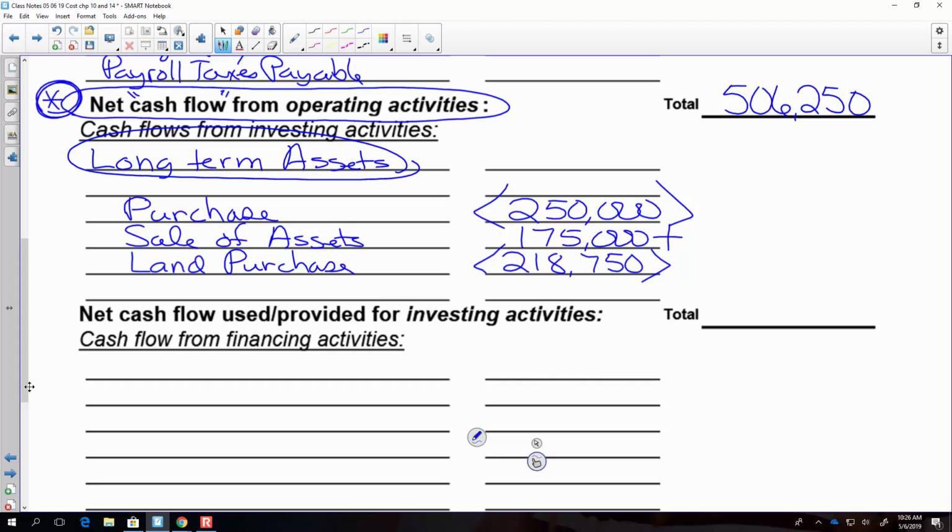So that's 468 minus 175, that's a use of how much? 293,750. 293,750.